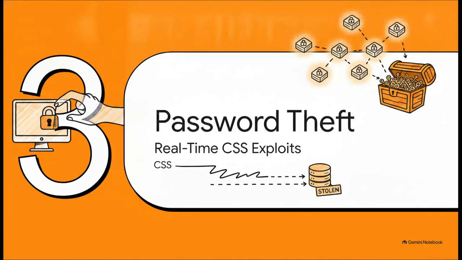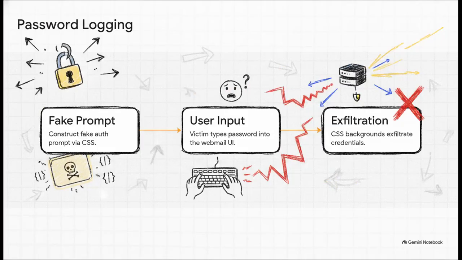Which brings us to Section 3, real-time password theft. This is easily the most alarming vector we're looking at today. The attack sequence here is terrifyingly efficient. Hayes actually demonstrated this on Microsoft Outlook. Step 1, they construct a fake authentication prompt using nothing but CSS. It looks completely native. Step 2, you type in your password.